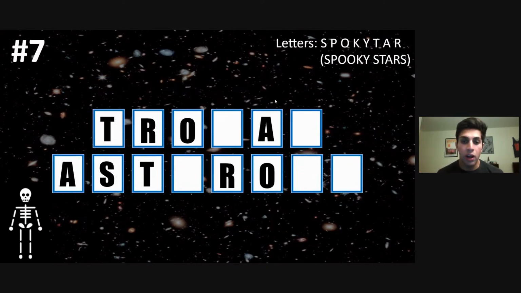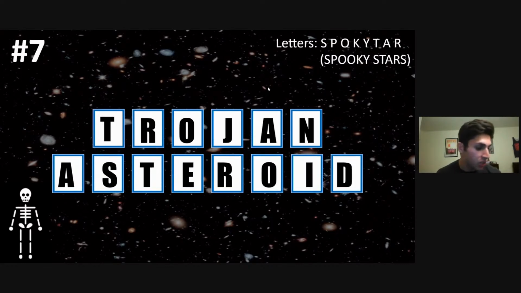Number 7, the clue and the answer here are a Trojan asteroid. So these are asteroids that are in the same orbit as the Earth, so the same distance from the sun, but they are in a stable orbital plane or a stable position such that they continue going around the sun while staying in equilibrium with Earth, so they'll never collide with us or anything because they're gravitationally stable.